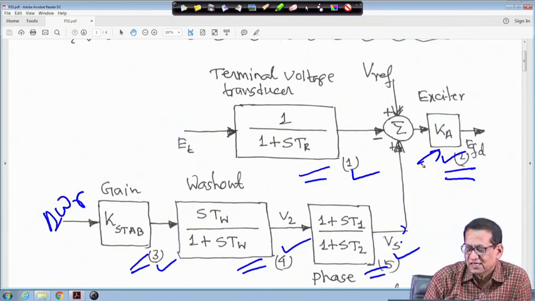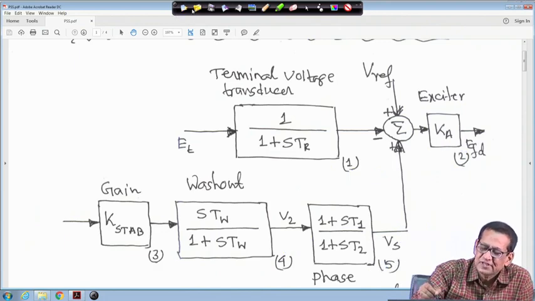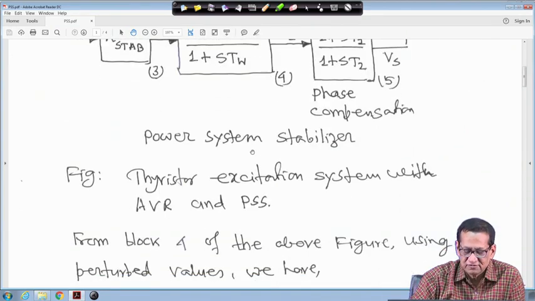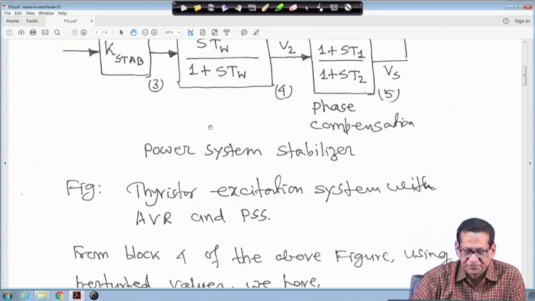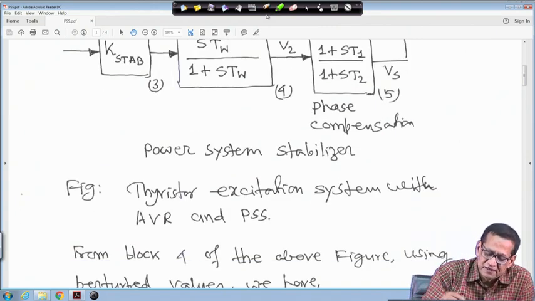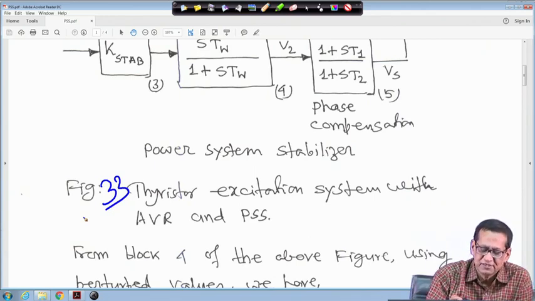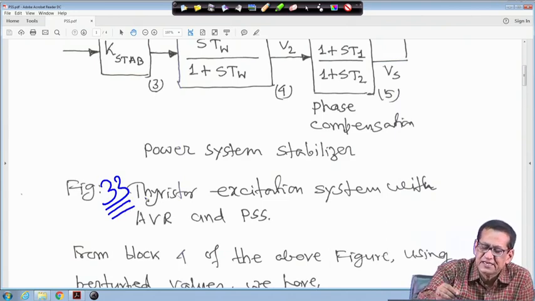Because of the stabilizer, one state variable has come and one more state variable. So in that case we have to write down the state variable equations. This is delta omega r, as I told you. This will be figure 33, or figure 32 actually, because it is a repetition of the same figure, but anyway this is figure 33.